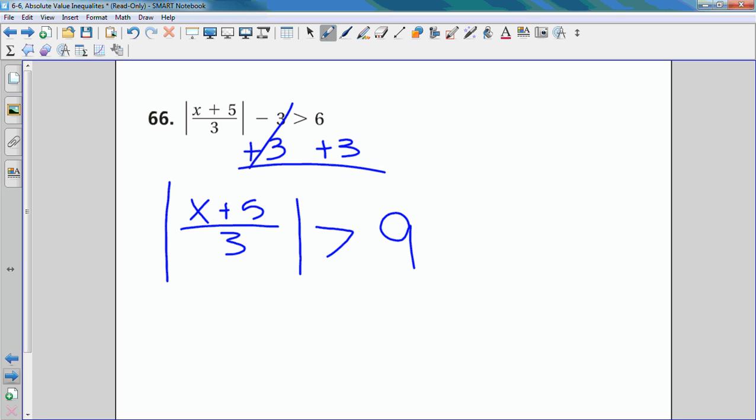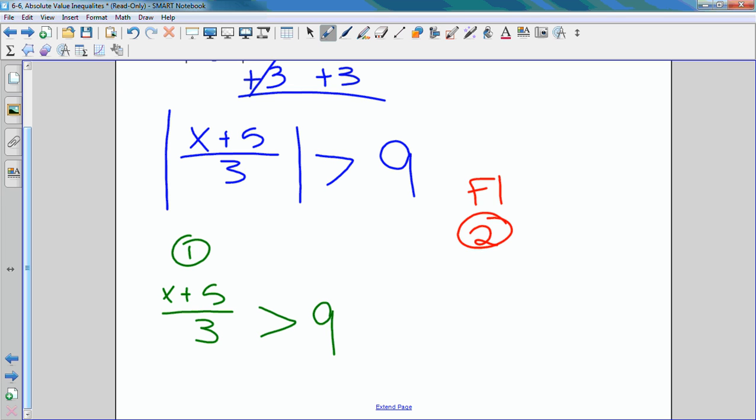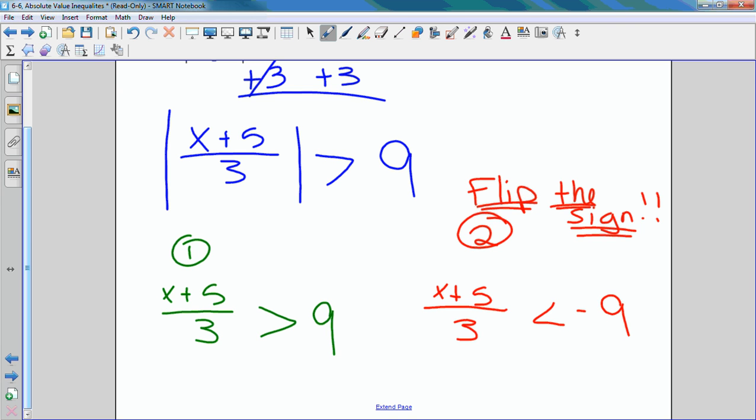So now, case 1, case 2. Case 1, I have x plus 5 divided by 3 is greater than 9. Case 2, remember, what do I have to do when I do case 2? Make it a negative. Yes, you have to make it a negative or flip the sign. Don't forget. Whatever you need to do to remember that. When you negate an absolute value or an inequality, you have to flip the sign. So this one's going to become less than, but I have a negative sign. So x plus 5 divided by 3 is less than -9.